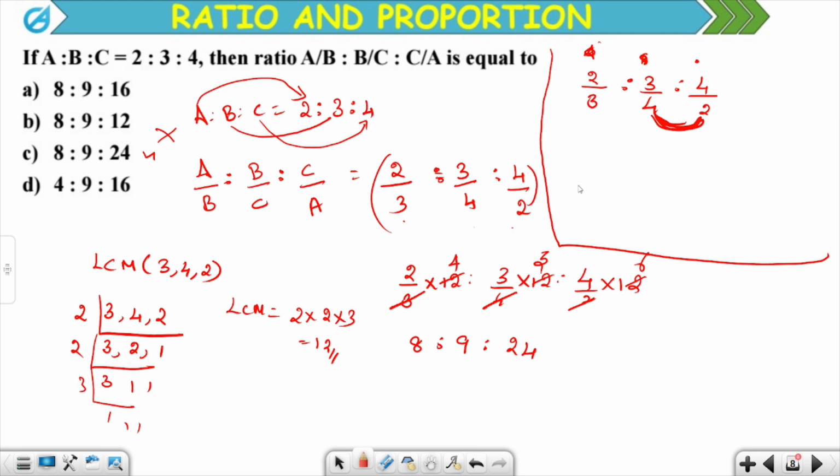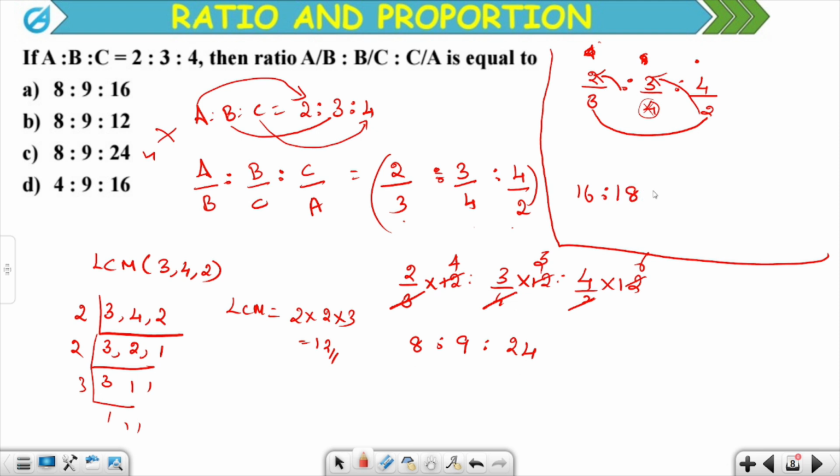4 twos are 8. Then multiply with the first number's numerator. 8 twos are 16. Now again, in order to find the second part, 3 by 4, 4 by 2, the middle part, I will be omitting this number. What are the remaining two numbers? 3 twos are 6. So 6 into the second number's numerator. So 6 threes are 18.